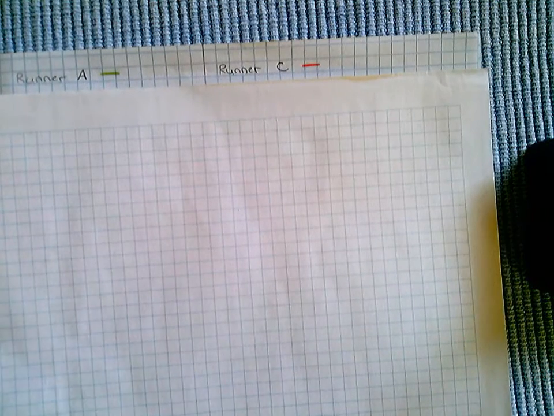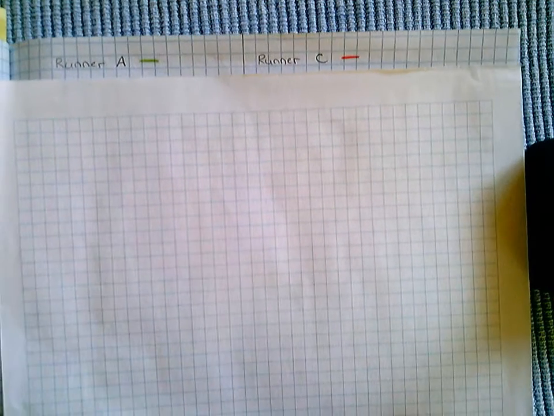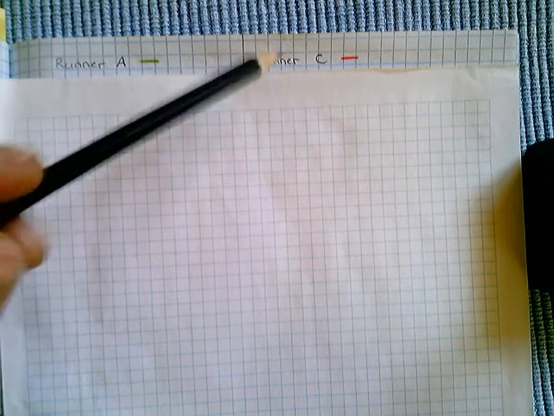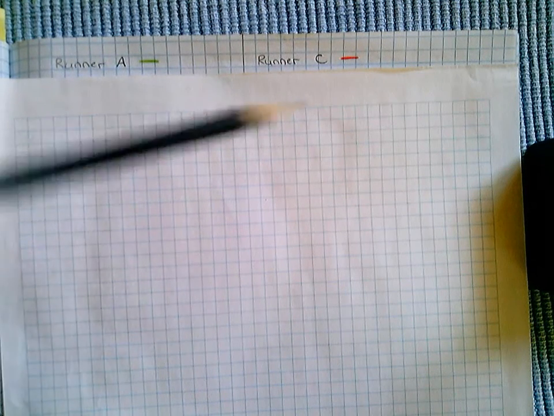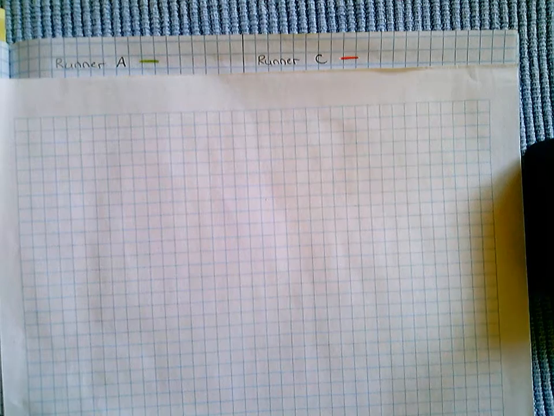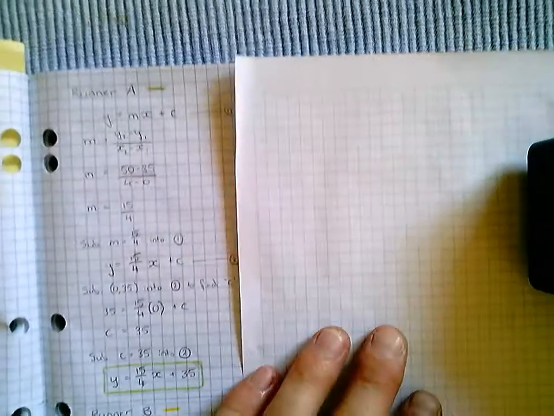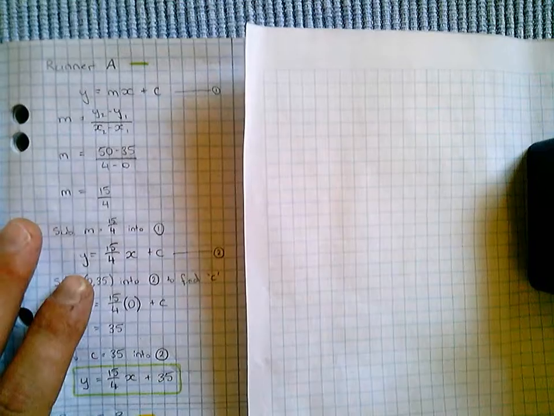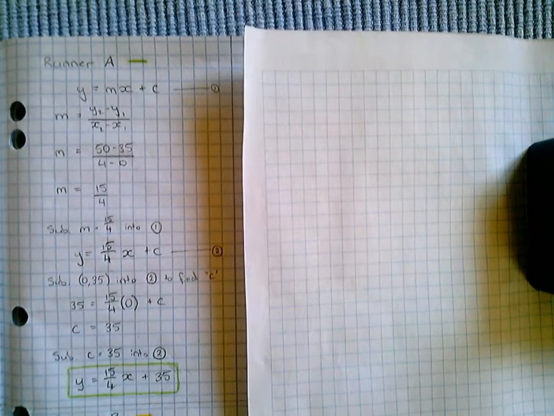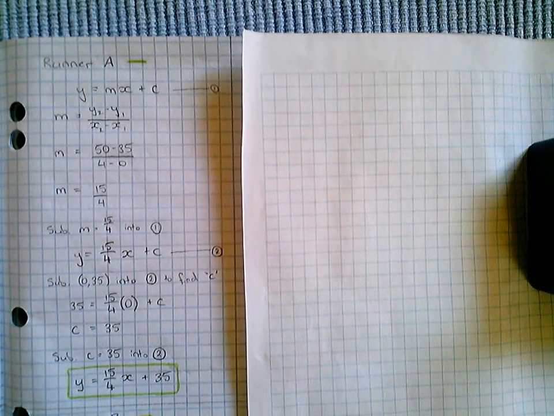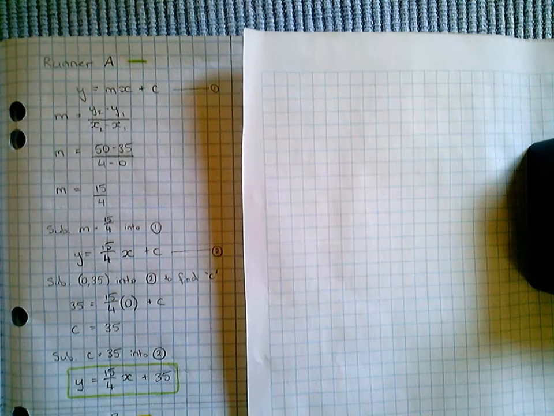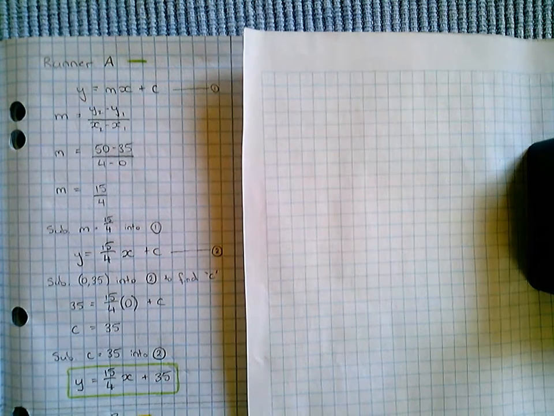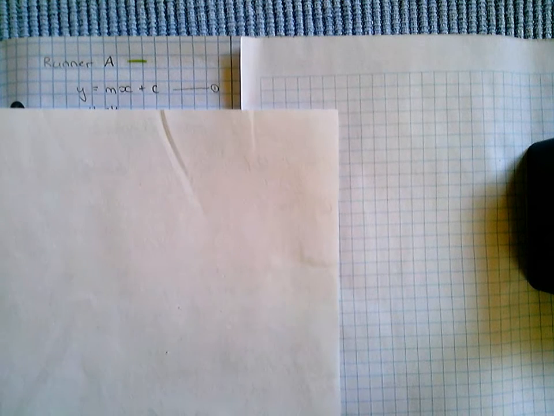So what we essentially have to do is model a linear equation for each runner. Now I've broken my page up into 2, so you can see I've got runner A and runner C. But firstly I'm going to start with runner A. So I'll cover up the right hand side and find another piece of paper to cover up the rest. I've written the runner's name, firstly runner A, and I'm going to go runner A, B, C, D.